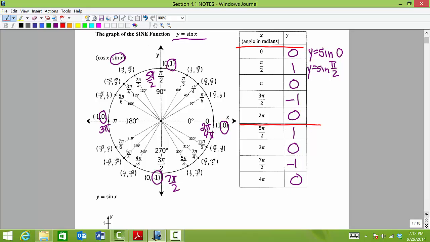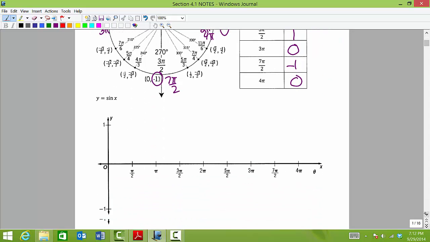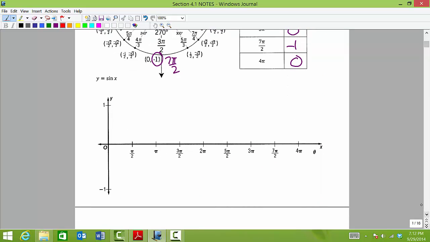So we want to graph our sine function. And remember that our x values are angles in radians. And remember, radians are basically the same thing as just real numbers. So we're graphing on our real number line. Our y values are the sine values of those angles.